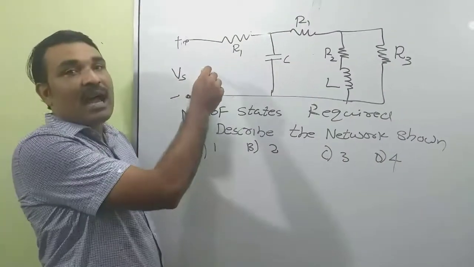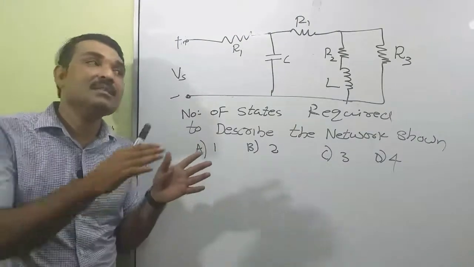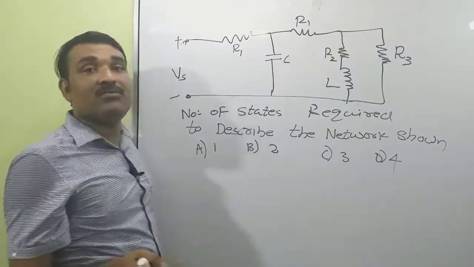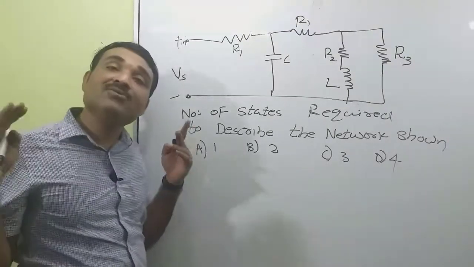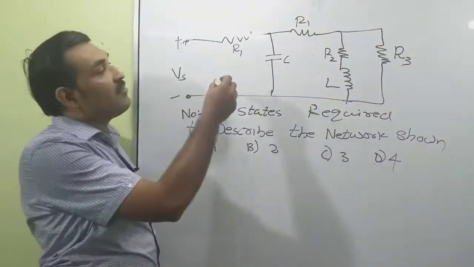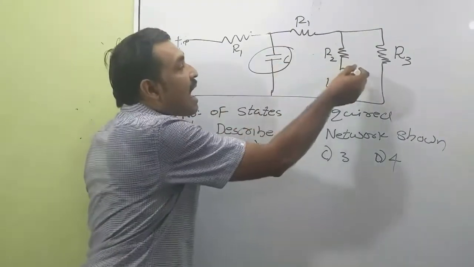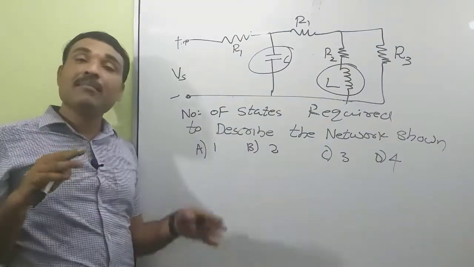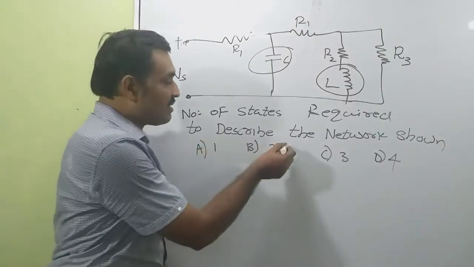We have a network and we want to find the number of states required to describe this network completely. Options given are 1, 2, 3 and 4. The number of states is equal to the number of energy storing elements. For this network, we have two energy storing elements, this capacitor and inductance. So the number of states required is equal to the number of energy storing elements, that is equal to 2. So the answer is B.